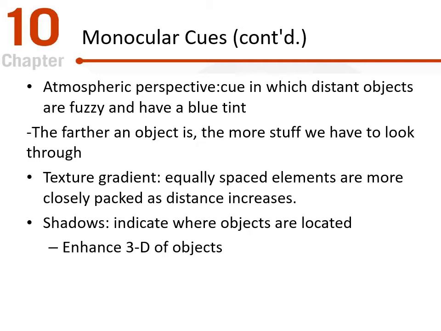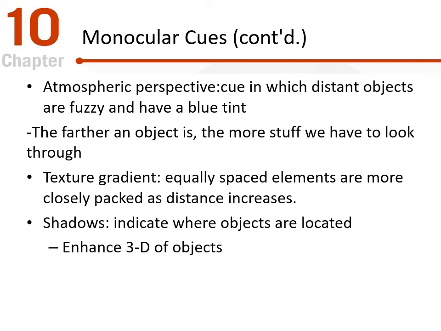Okay, guys, so the last couple things I want to talk to you about are atmospheric perspective, texture gradient, and shadows, which are a part of monocular cues as well. So atmospheric perspective is a cue in which distant objects are fuzzy and have a blue tint. Basically it's saying the farther an object is, the more stuff we have to look through. And texture gradient refers to equally spaced elements that are more closely packed as the distance increases. So the farther you look, it looks as if more people are packed together and everyone looks smaller and smaller and like there's not enough space, when actually both spaces, farther and closer, look the same. They're the same distances from each other.